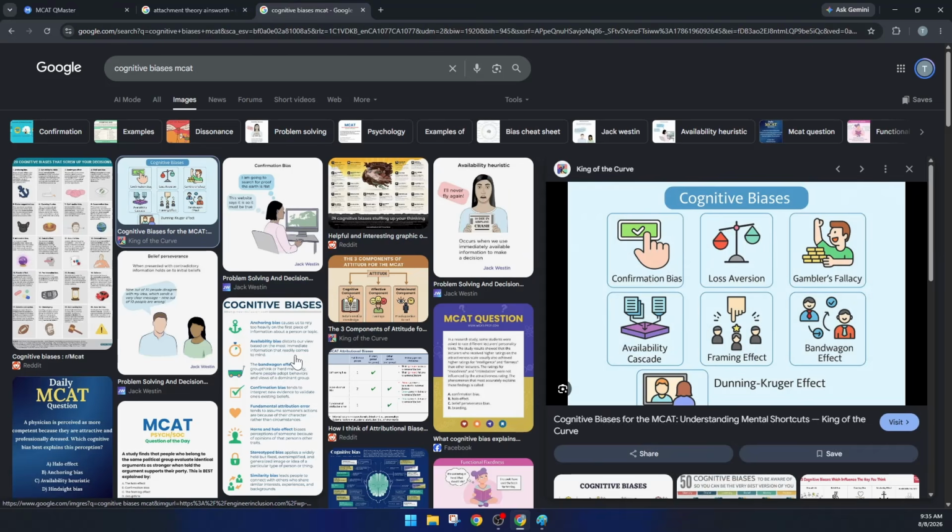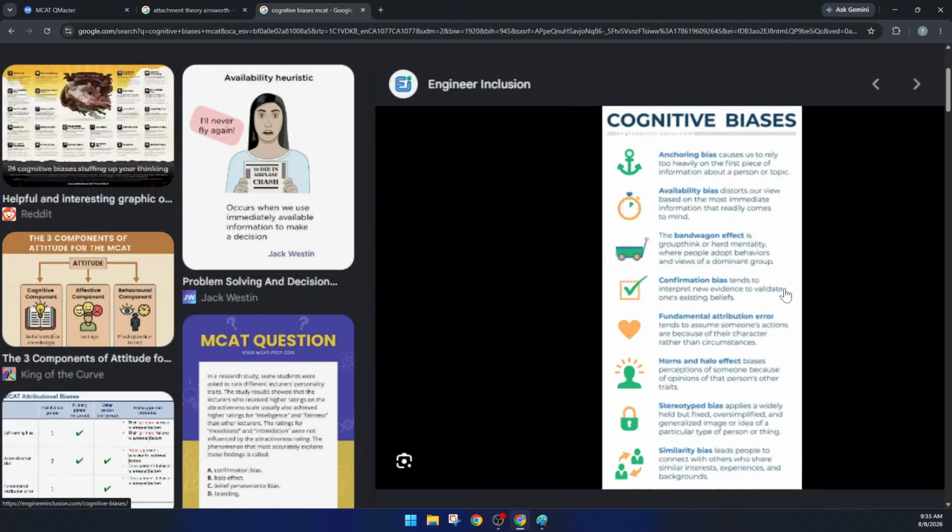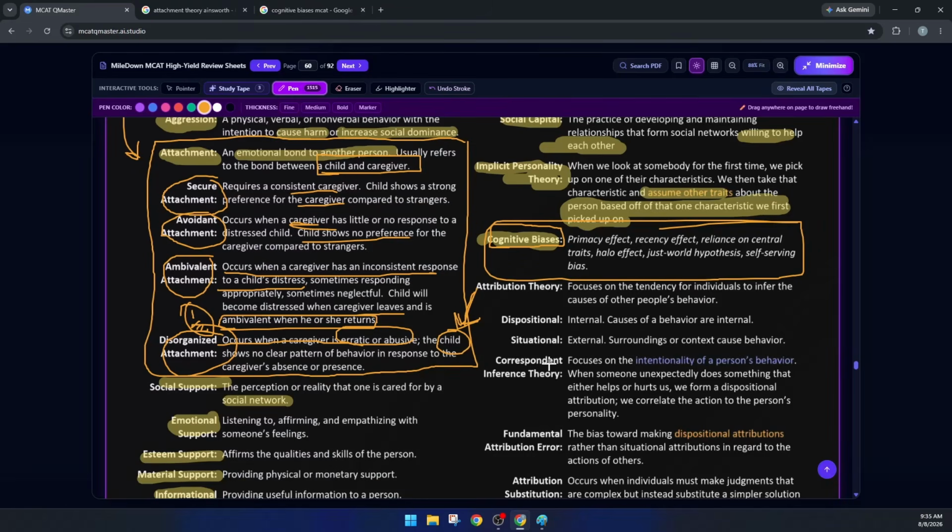So for example, confirmation bias is a big one. Availability bias is a big one. Availability bias distorts our view based on the most immediate information that readily comes to mind. So that's also a heuristic. Confirmation bias tends to interpret new evidence to validate one's existing beliefs. So those are basically examples, but you need to know each and every one of these definitions.